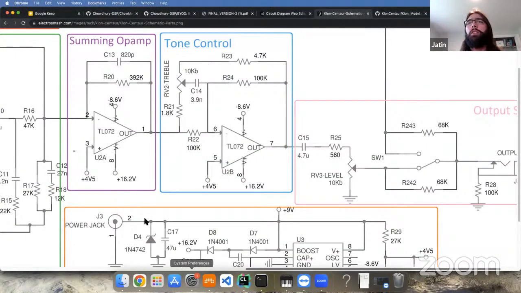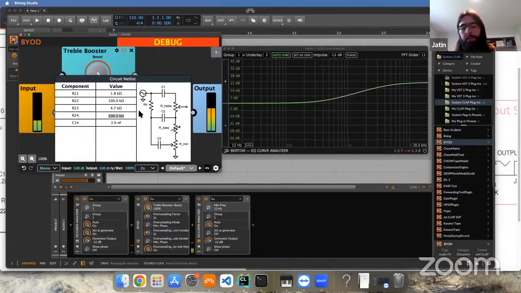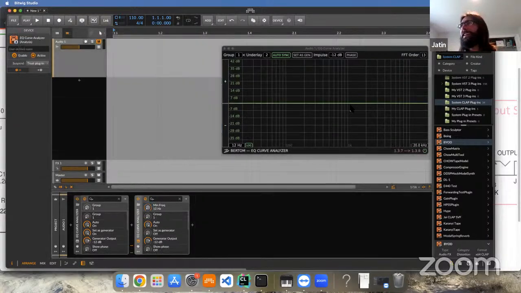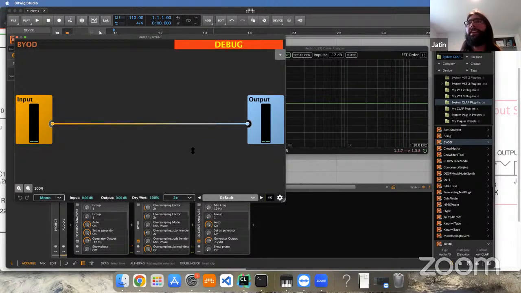So R24 is this feedback resistor. I'm going to guess we could also make it unstable if we push this one too far. Yep. Yeah, all right. So that one went unstable at 10K. Let's try it again here.